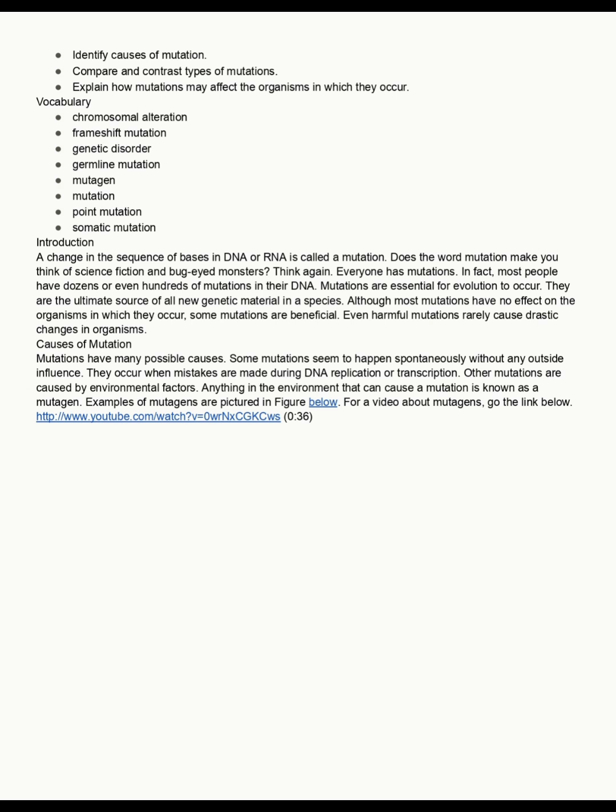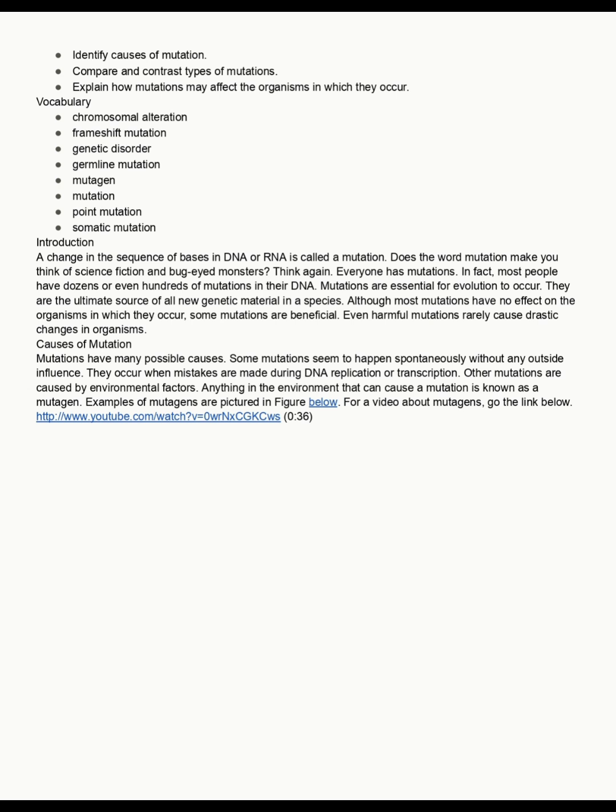Introduction. A change in the sequence of bases in DNA or RNA is called a mutation. Does the word mutation make you think of science fiction and bug-eyed monsters? Think again. Everyone has mutations. In fact, most people have dozens or even hundreds of mutations in their DNA.